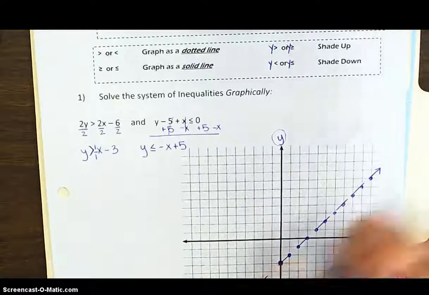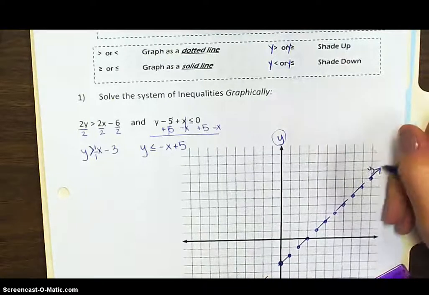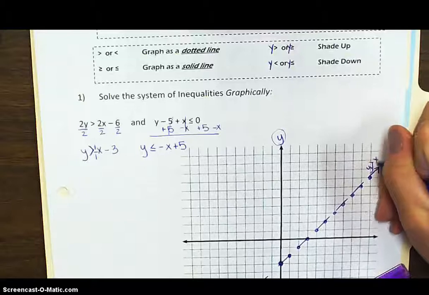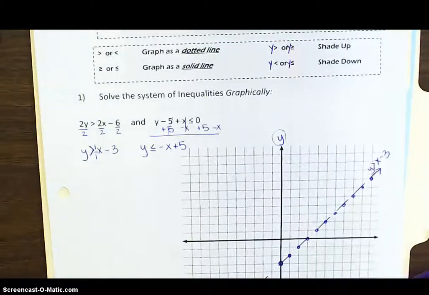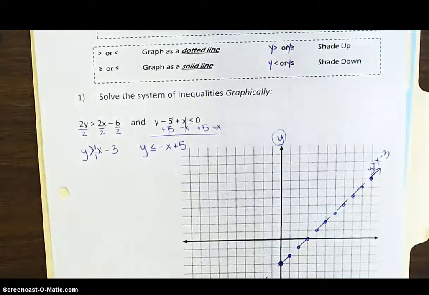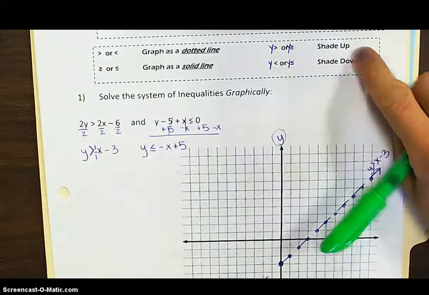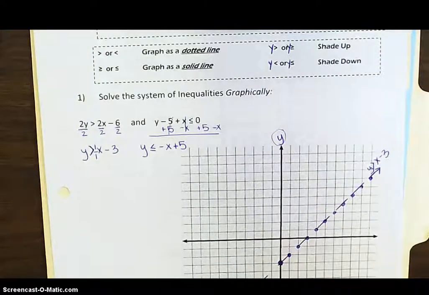Okay, we're going to put arrows and then we're going to write our equation. Okay, so now we have to shade. For this inequality, when we shade, I have to decide if I'm going to shade above the line or shade below the line.